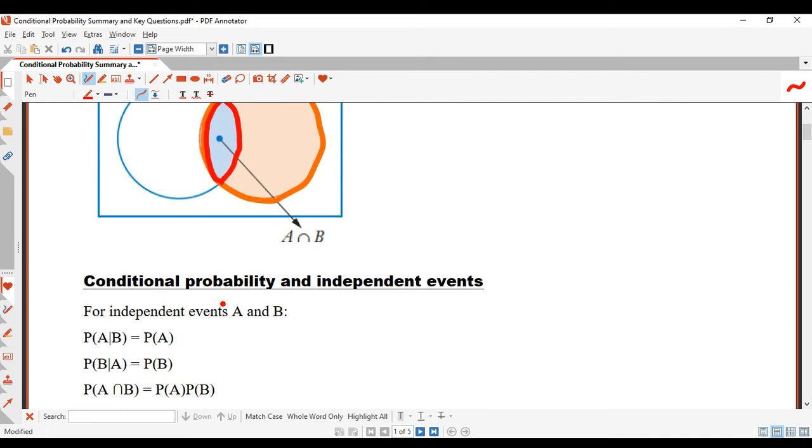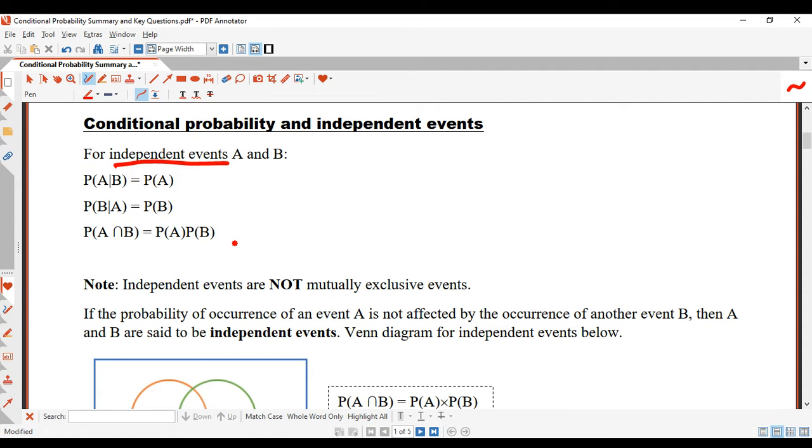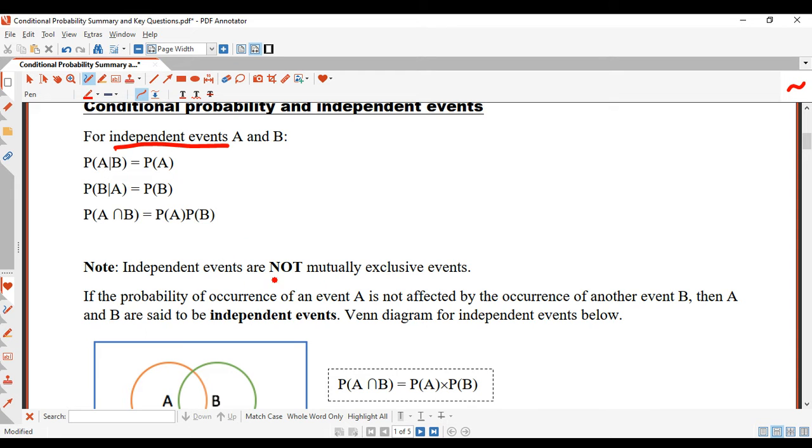Now, the other thing you've got to be aware of is independent events. We have previously established that the probability of A given B is equal to the probability of A if the events are independent. And the probability of B given A is equal to the probability of B, again if the events are independent. And the probability of A and B occurring is the probability of A times the probability of B. We've already proved that. Now, there's an important thing we must be aware of: independent events are not mutually exclusive events.